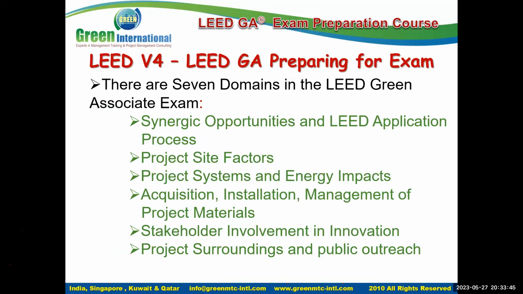The next concern for you should be what comes in the exam. Usually the questions are divided into these 7 domains. The first is synergistic opportunities and LEED application process. What do I mean by synergistic opportunities? Say you're taking up a particular green building strategy. Sometimes it could help in more than one category, say rooftop planting. That could help in water management, the stormwater runoff over there. It could also help in ambient temperature control. So it's not helping in just one category, it's dealing with more than one. This is what we call a synergy.